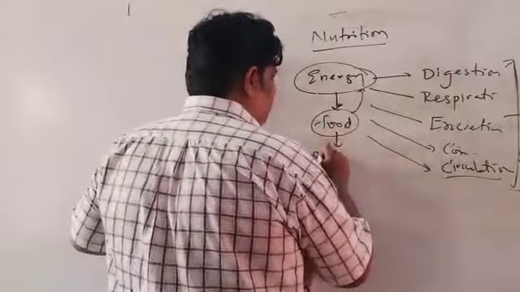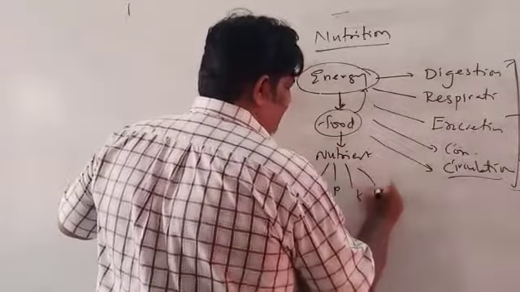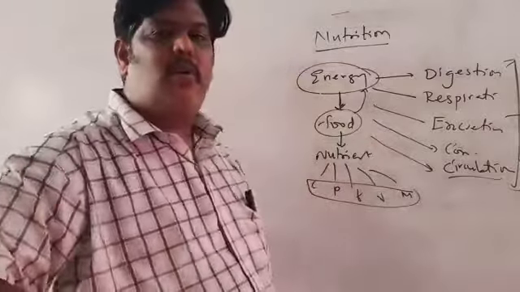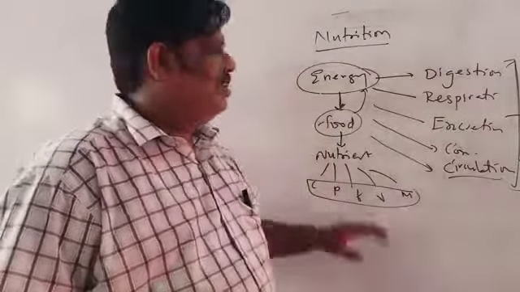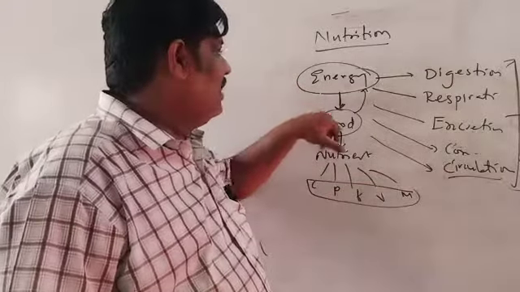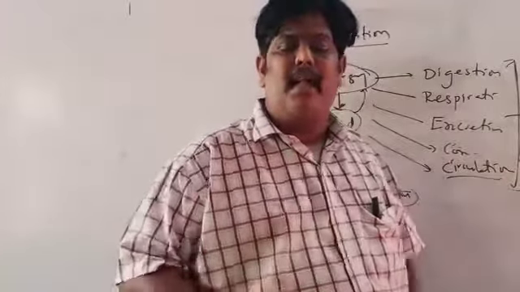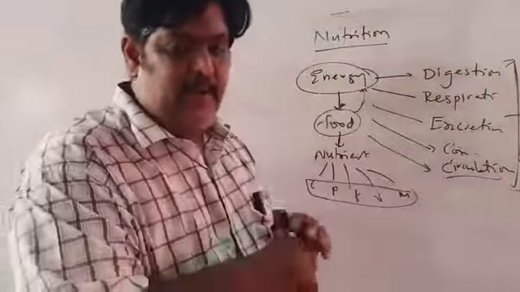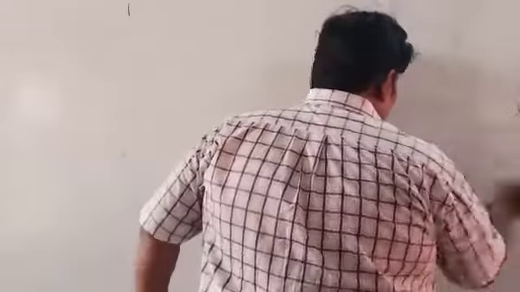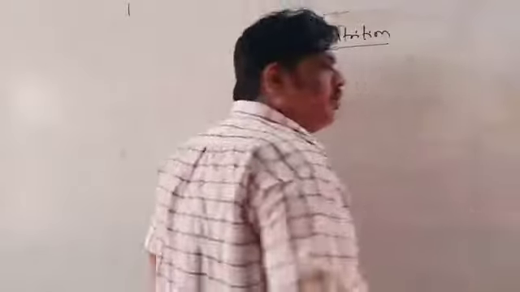The food is nothing but the nutrients, as I said: carbohydrates, proteins, fats, vitamins and minerals. All these are the requirement of food materials. All these nutrients help us to get the energy, and they help us in our survival. Now, coming to the mode of nutrition, each and every organism has its own way to procure the nutrients.